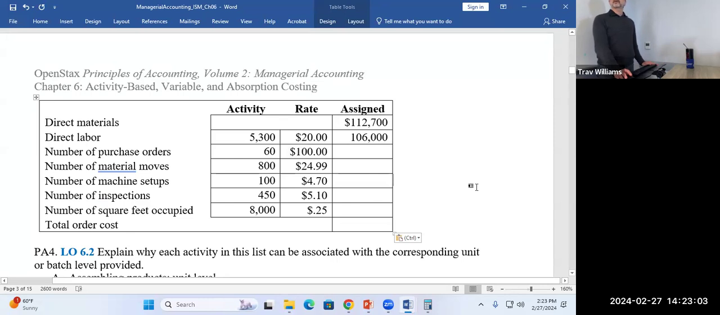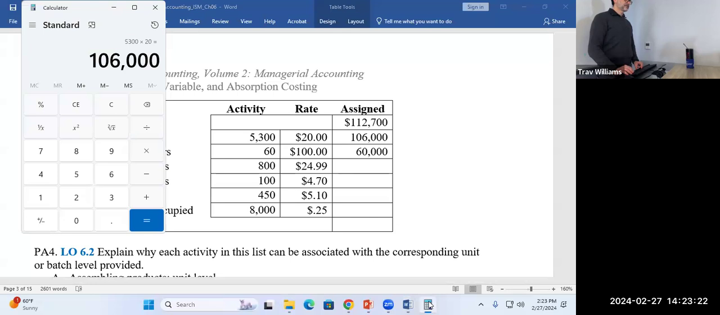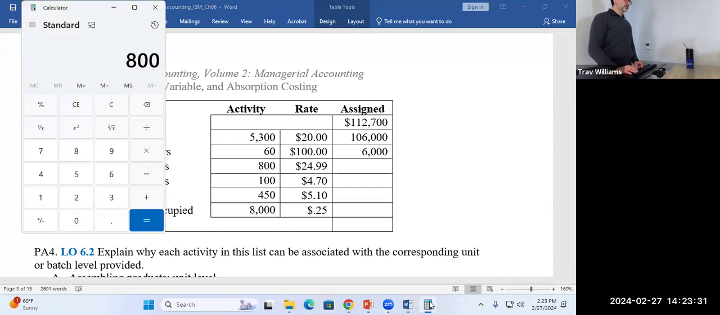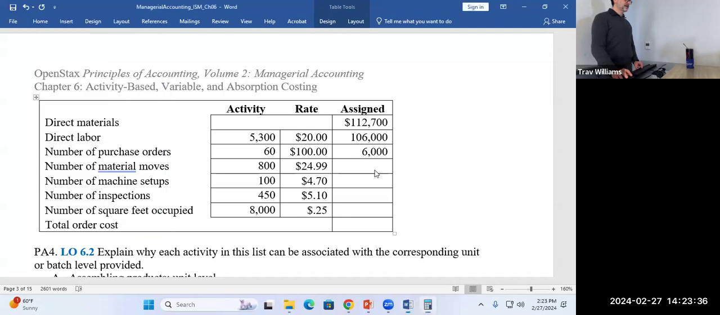All right, now what do we do? Okay, we're gonna have to multiply. So we take 60 purchase orders times $100. Was that 60,000? All right. Or 6,000. 6,000. Okay. 800 material moves at $24.99 each. 19,992.